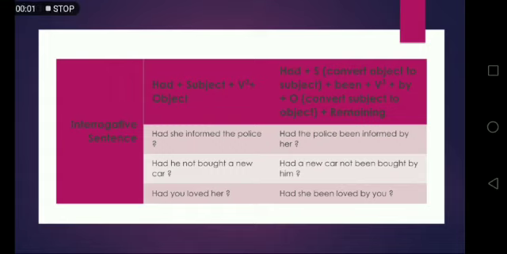So, this is pretty much it for today's class. Today we discussed past perfect tense.